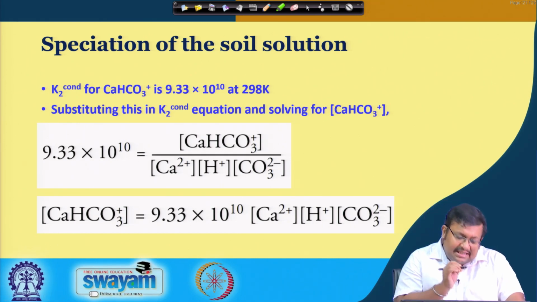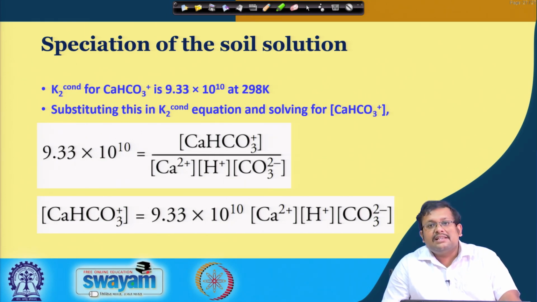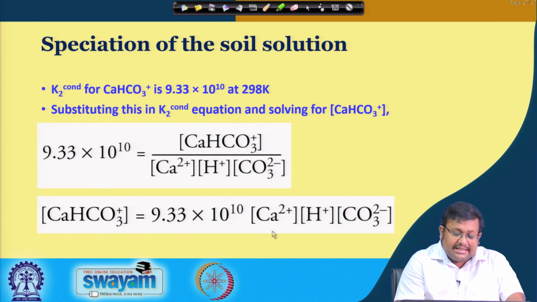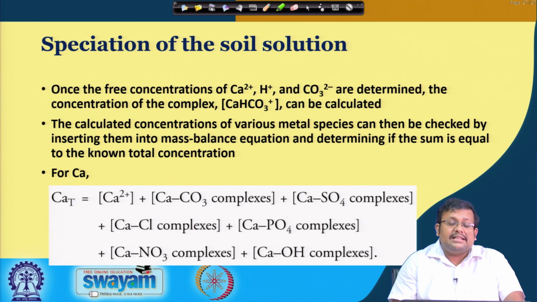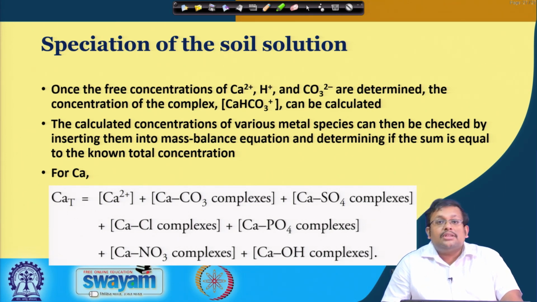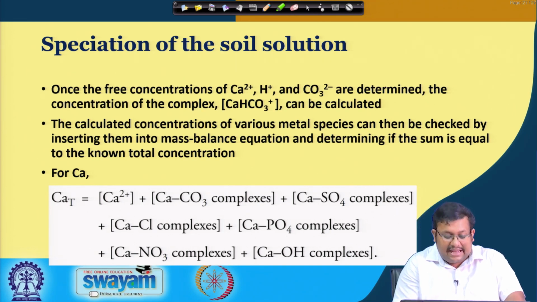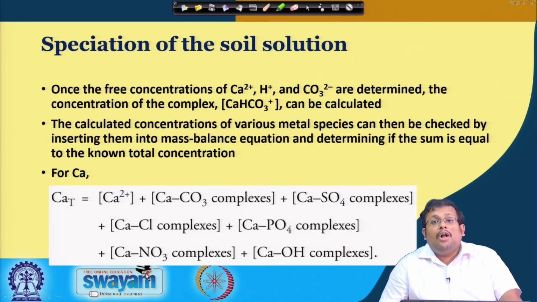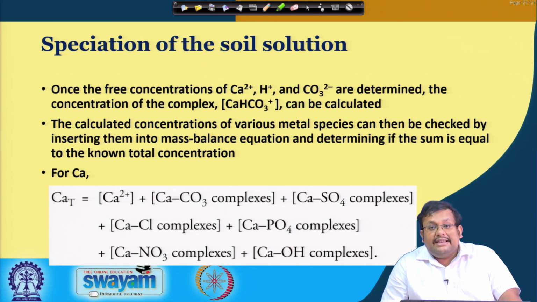In a similar way we can calculate the concentration of each and every compound present in the soil solution. Once the free concentrations of Ca2 plus, H plus and CO3 2 minus are determined, the concentration of the complex, calcium bicarbonate, can be calculated. The calculated concentrations of the various metal species, for example calcium carbonate, calcium sulfate, calcium chloride, calcium phosphate, calcium nitrate and calcium hydroxide, can all be checked by inserting them into the mass balance equation and determining if the sum is equal to the known total concentration.